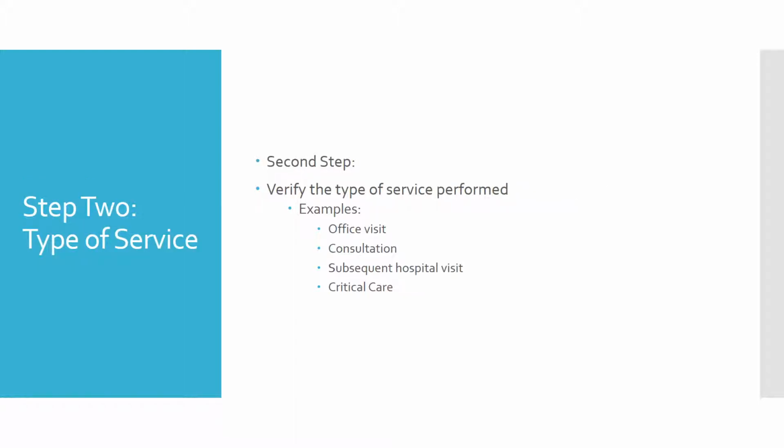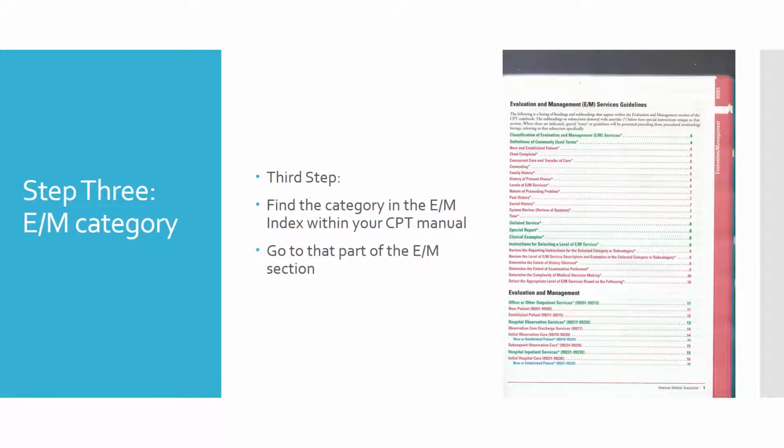The second step is to verify the type of service performed. Was it an office visit, a consultation? If it was in the hospital, was it the initial hospital visit or a subsequent hospital visit? Was it critical care or newborn care? The third step is to find the category in the E&M index within your CPT manual. This will help direct you to the section of codes that you will be looking for.